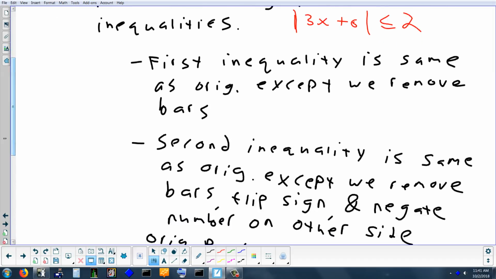You're going to take away the bars, but if you change a number to a negative on the other side, remember what happens when we deal with negatives with inequalities? You have to flip the sign. All right? So that's the extra thing you have to do. Copy down the original, take away the bars, that part's the same. Make the number on the other side negative, that part's the same. But now the extra step is to flip the sign.